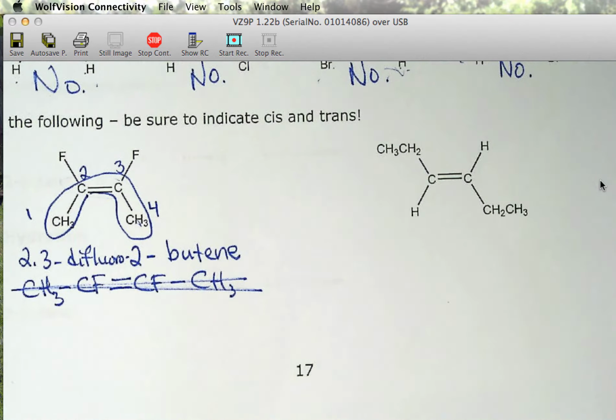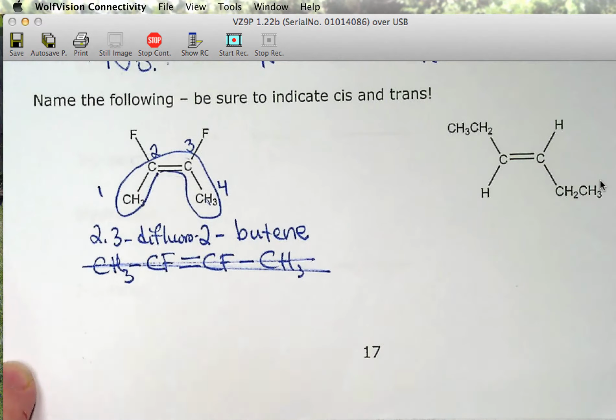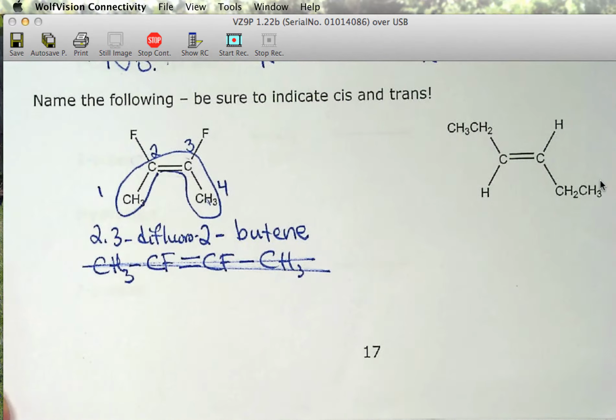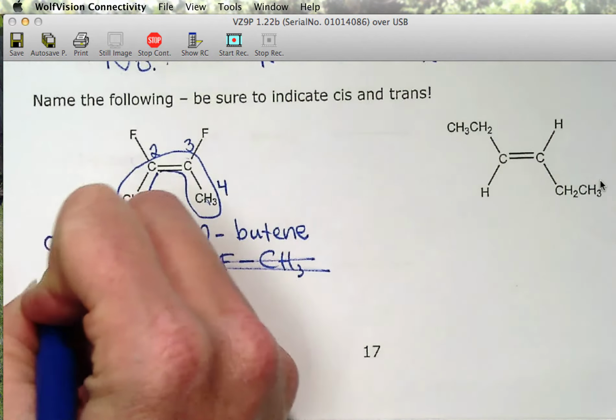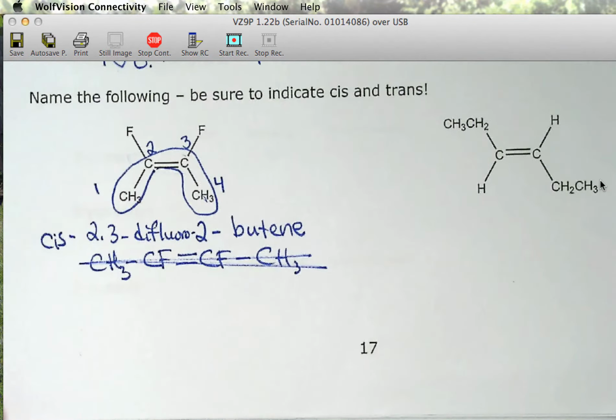And depending on the point allocation, if this was a 3-point question and you forgot cis or trans, it could be a half point or 1 point off. So a lot of little things to keep track of. So this is definitely a nitpicky unit. Make sure you check everything and go back. And the more you practice, the better you will get at it. So is it cis or trans? Cis. So cis-2,3-difluoro-2-butene.